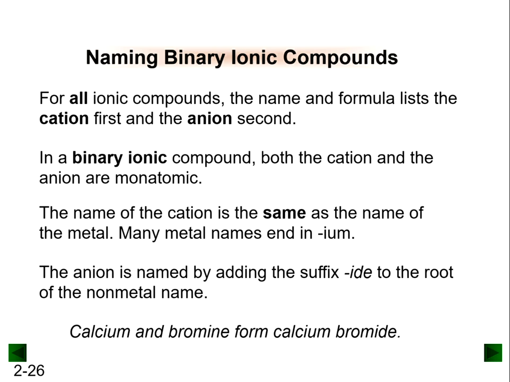In the binary ionic compound, both the cation and the anion are monatomic. The name of the cation is the same as the name of the metal. So, for example, sodium chloride: sodium is the metal, we simply use that name. The anion, however, is not written as, for example, sodium chlorine, it's chloride. You add the suffix -ide to the root of the nonmetal name. So, for example, calcium and bromine. Calcium is a metal, bromine is a nonmetal. We form calcium bromide.